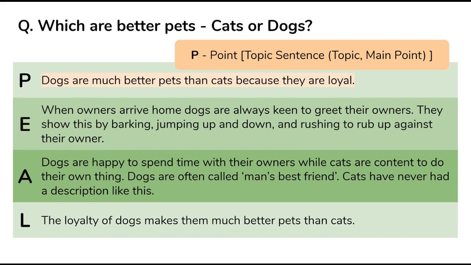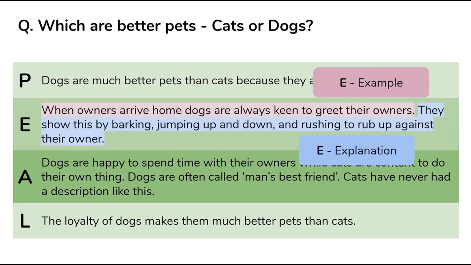My P sentence needs to state my answer to the question. It also needs to state my main point, or my big idea. In this case, my P sentence states that dogs are much better pets than cats because they are loyal. My answer includes a main point, that they are better pets because they are loyal.